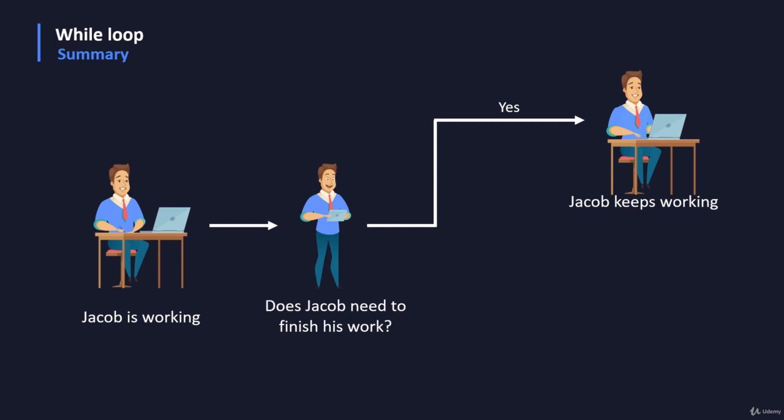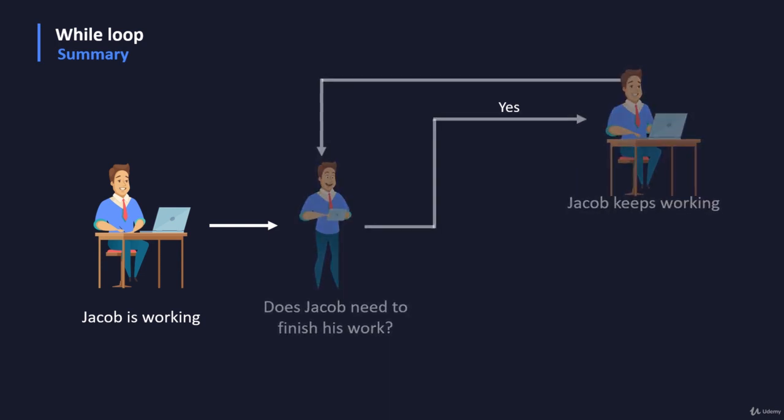And once he's done executing these specific commands that he had to do, we are going back to check once again if the condition is true or false. Does Jacob need to finish his work? And if the condition is still true, then we are going to execute this code once again.